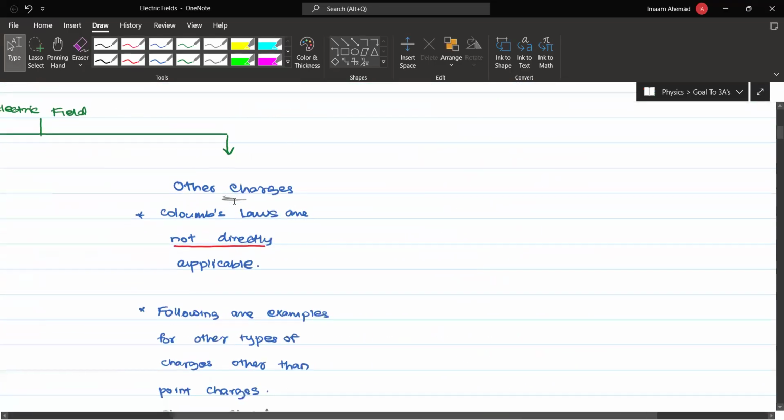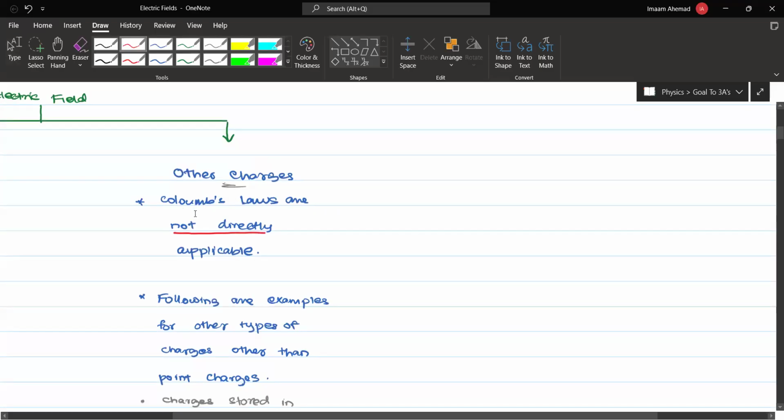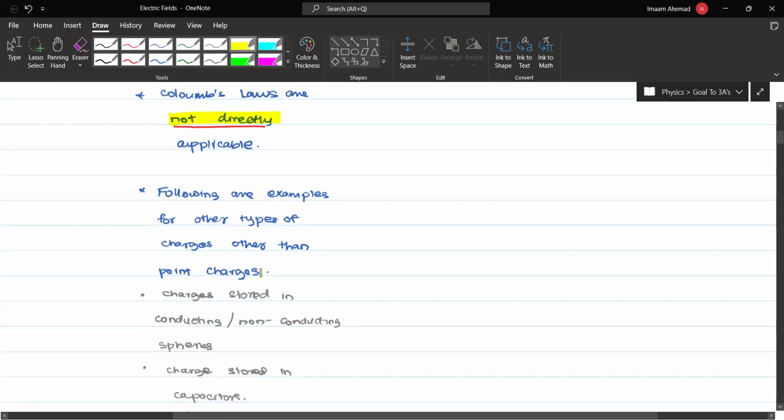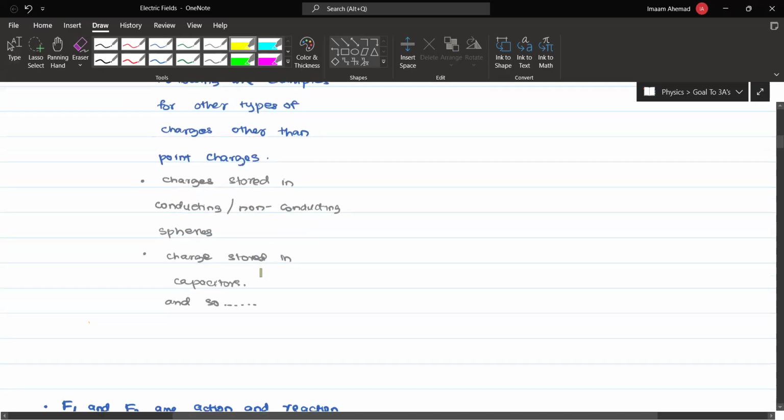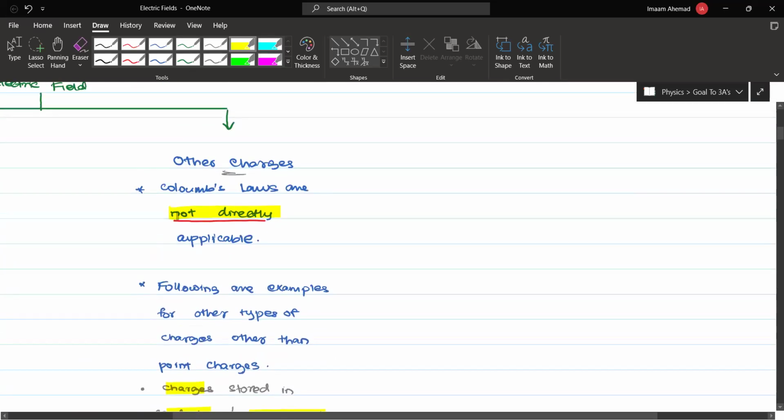Then what about the other charges? For other charges, we are not able to apply Coulomb's law directly. So what are the examples of other types of charges I'm talking about? For example, you might have studied charges stored in conducting and non-conducting spheres, right? And charges that are stored in capacitors. There are many examples, and all of them are not point charges. So for those types of systems, we are not able to apply Coulomb's law.